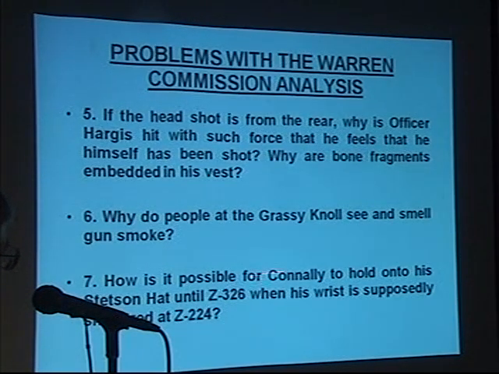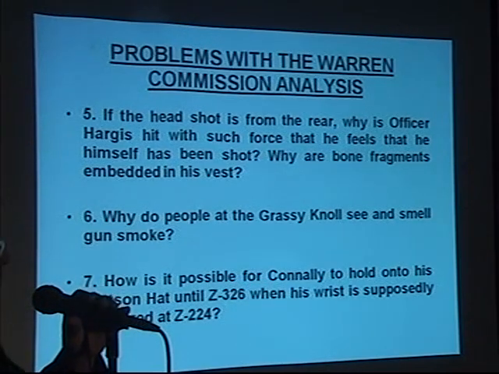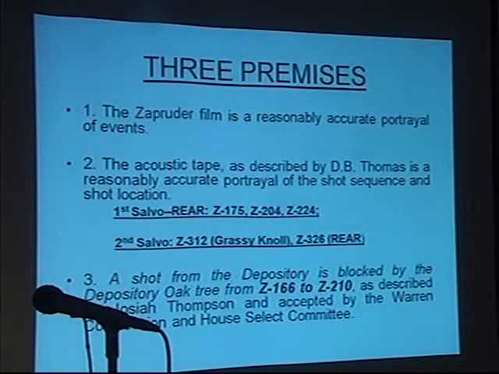And how does Connolly hold on to that Stetson hat so long after the wrist has supposedly been shattered? Next slide. So, three premises.